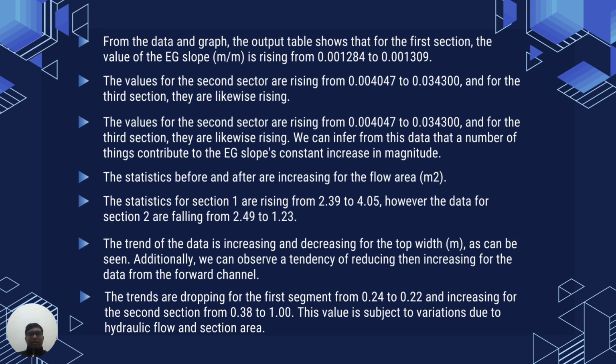and after are increasing. The statistics for section 1 are rising from 2.39 to 4.05. However, the data for section 2 are falling from 2.49 to 1.23. The trend of the data is increasing and decreasing for the top width and can be seen. Additionally, we can observe a tendency of reducing then increasing for the data from the forward channel.